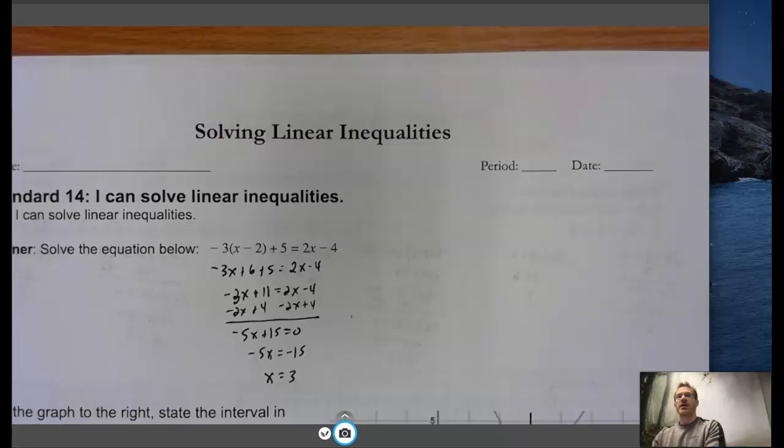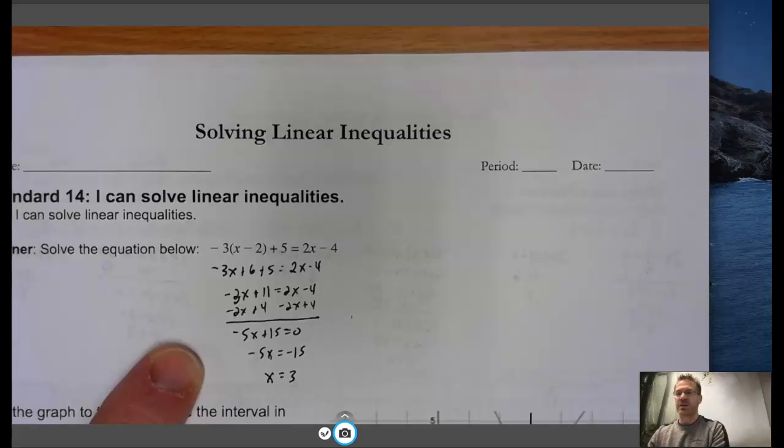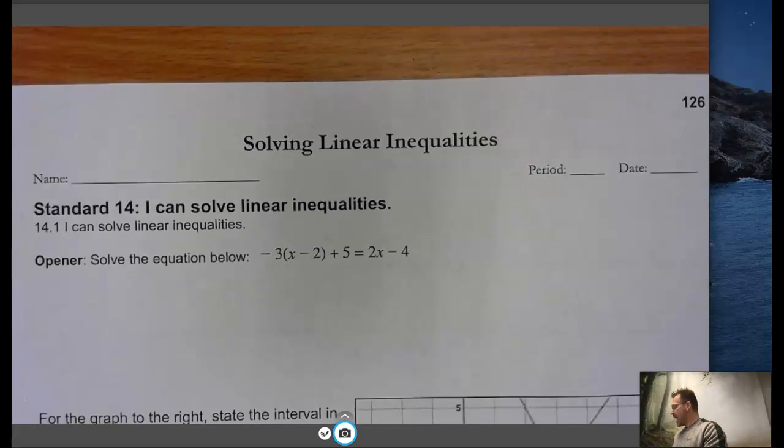Now here's the good news. This exact skill we're going to use again with solving linear inequalities. The way we solve linear inequalities is no different compared to how we solve equations. How we finalize our answer, we're going to have an additional step. But the first part of the problem is going to be this skill set, which is why we started with it in our opener. So now, how do we get to inequalities from equations?